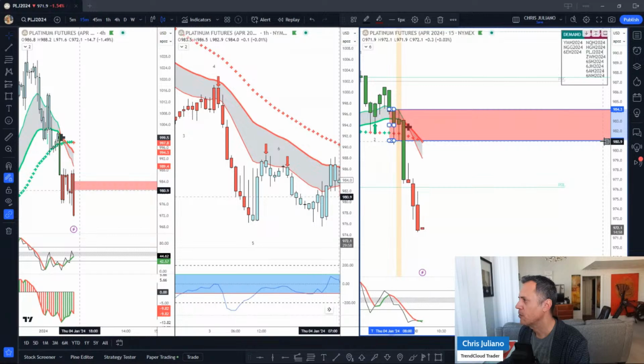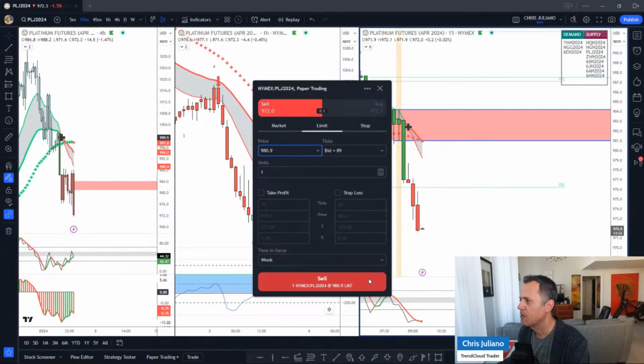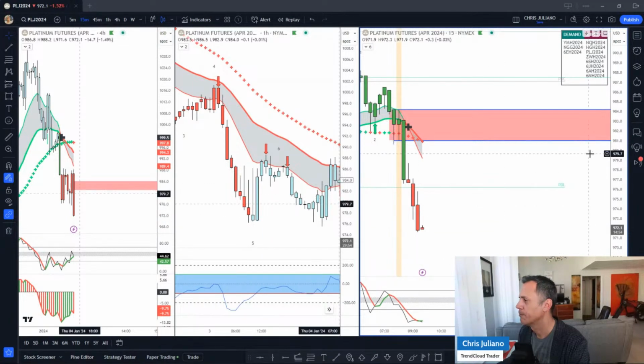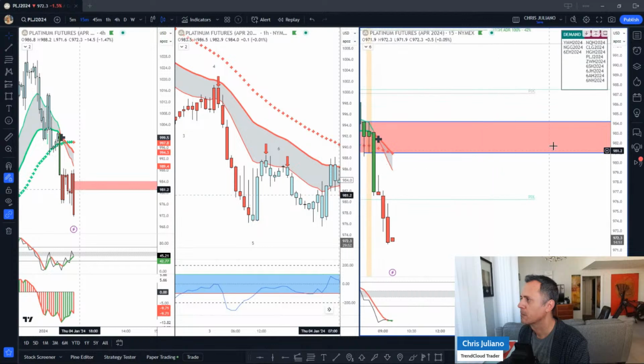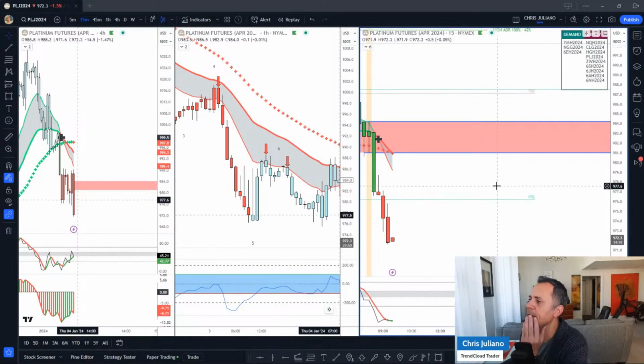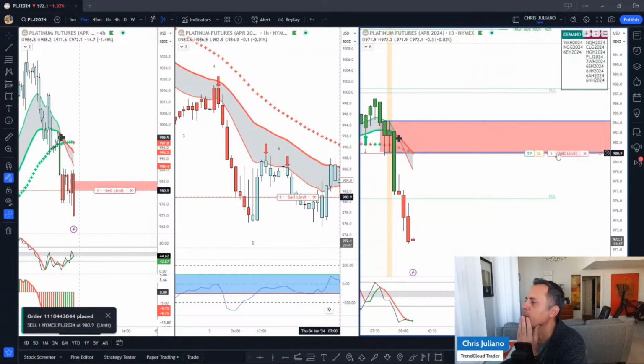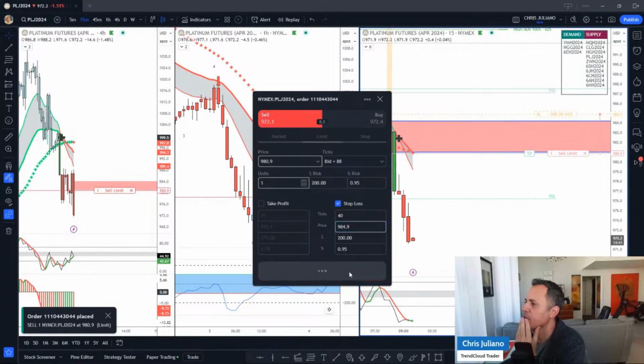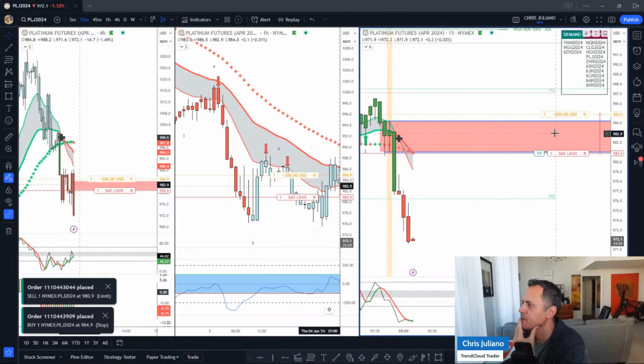And what would that cost us? Sell one. Oh, we've got a lot of lag here now. There we go. Okay, stop loss right there. So that's a $200 move. That is a $200 move.